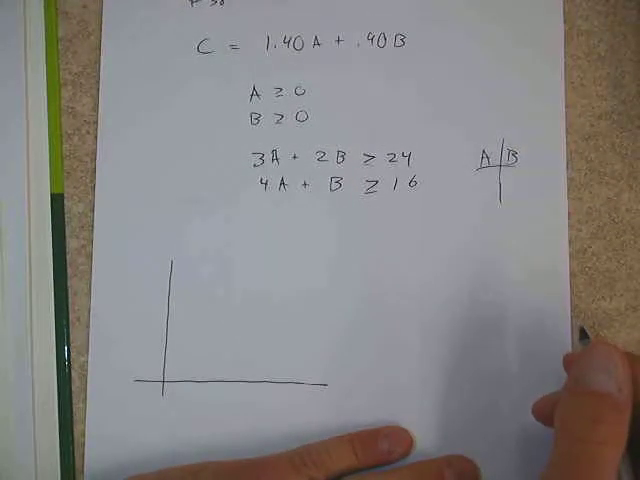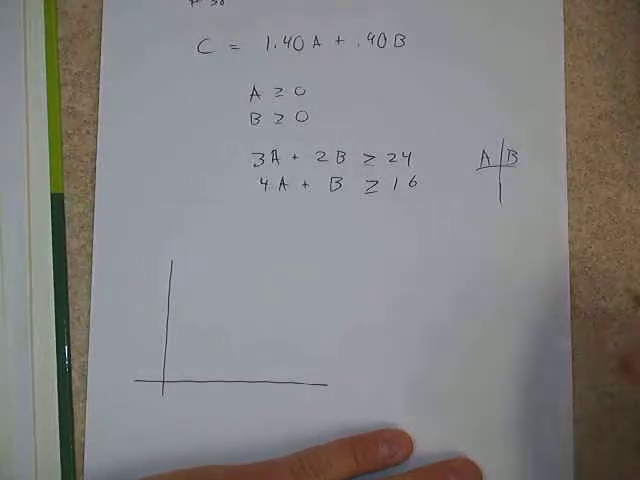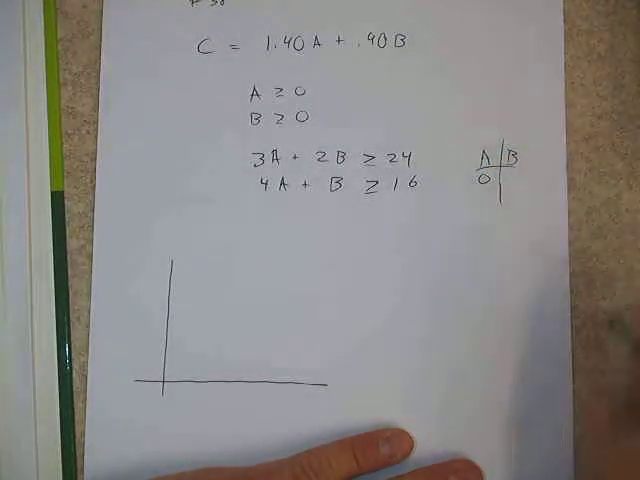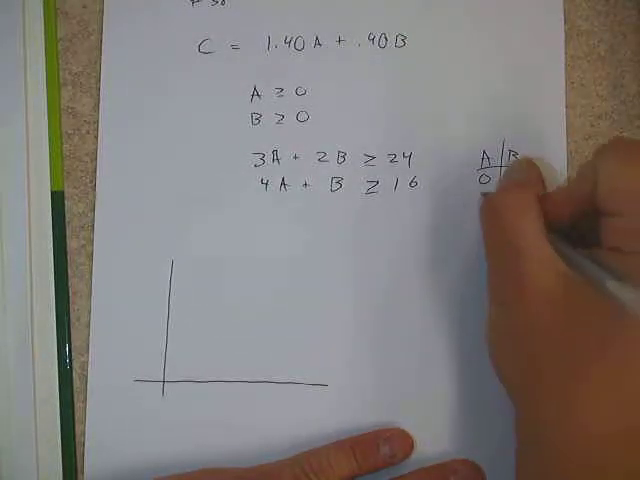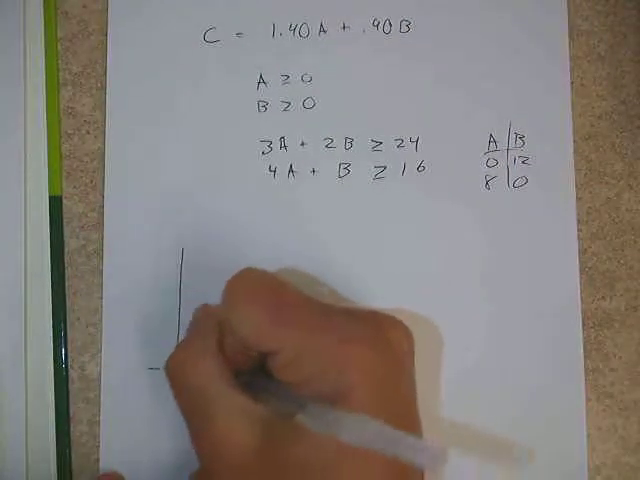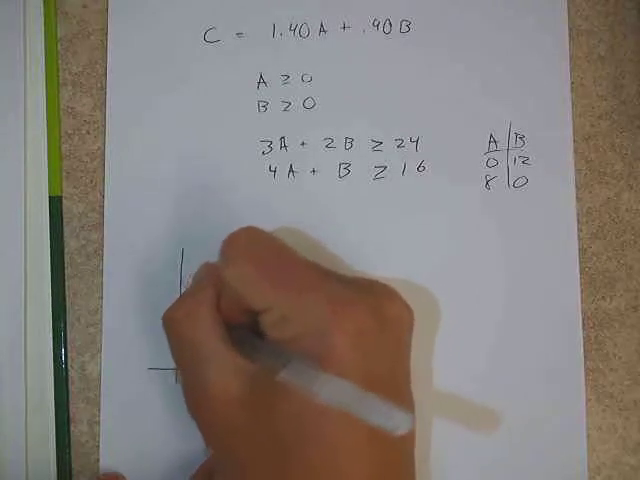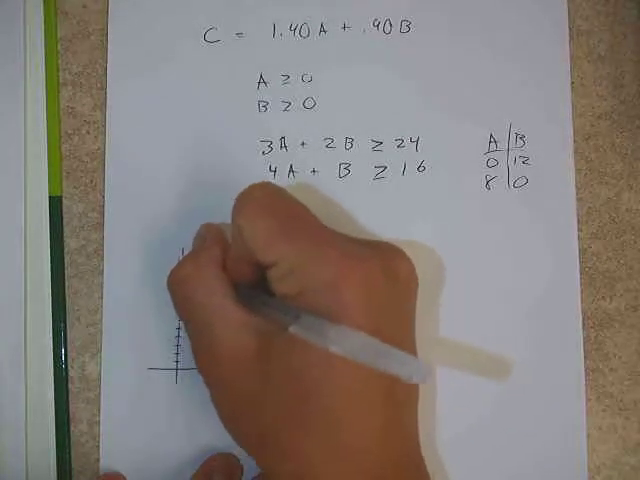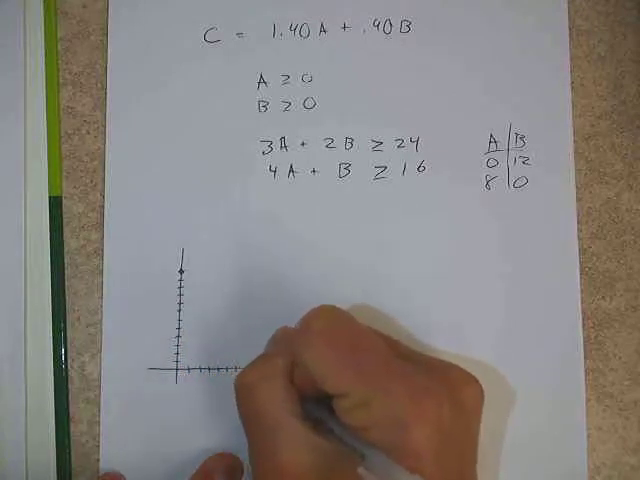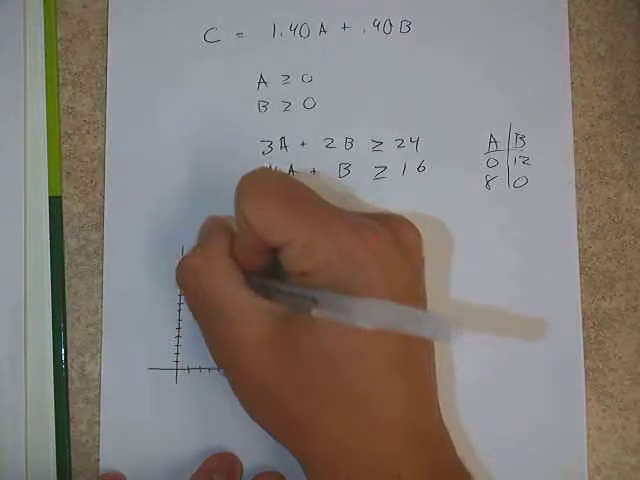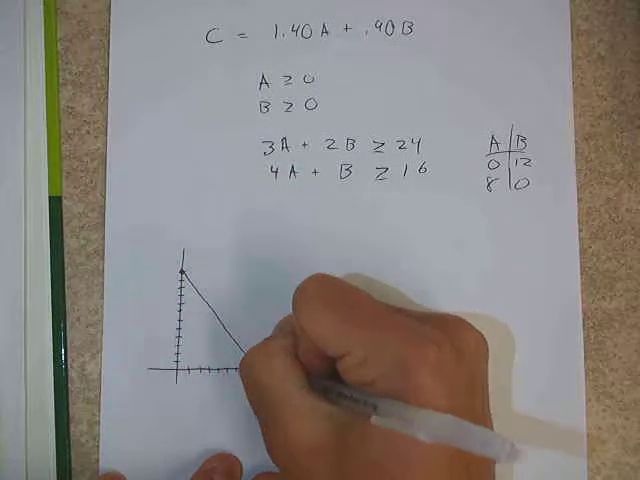In this case, it's going to be an AB chart because I chose to use those variables instead. You don't have to use A and B. You could still use X and Y if you want to. That's up to you. And if I put a 0 in for A, I'd get 12 for B. 0 in for B would give me 8. So if I plot 1, 2, 3, 4, 5, 6, 7, 8, 9, 10, 11, 12, that's 0, 12. 1, 2, 3, 4, 5, 6, 7, 8.